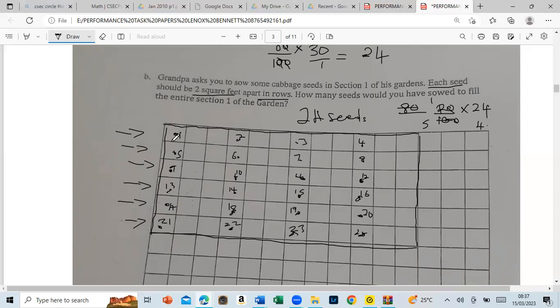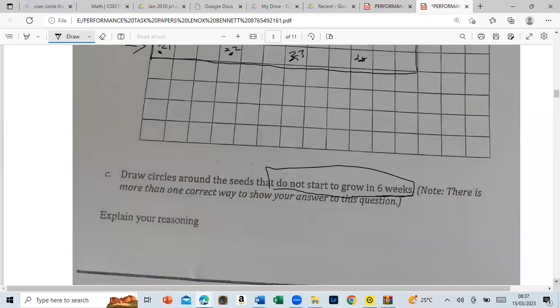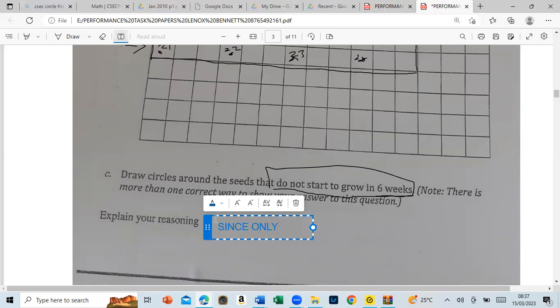So these ones will not grow. Any 5. Alright, cool. It says explain your reasoning, and the reasoning is, let me see if I can explain that. Since only 20% will not grow.